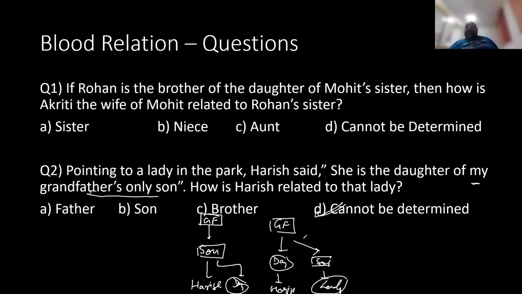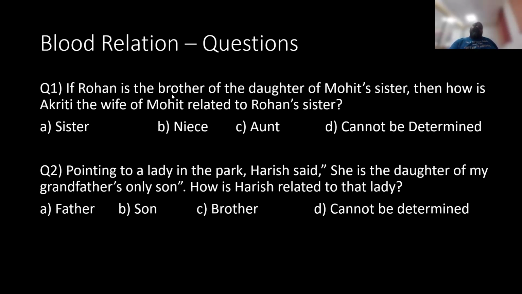Moreover, we do not know Harish's gender as well. How is Harish related to that lady? At no point have we been told Harish's gender. So even if this is the case, and Harish is female, in that case, Harish is the sister of the lady. Because of the gender and the parent confusion, I cannot determine how Harish is related to the lady. Right? So for question 2, the answer becomes D.